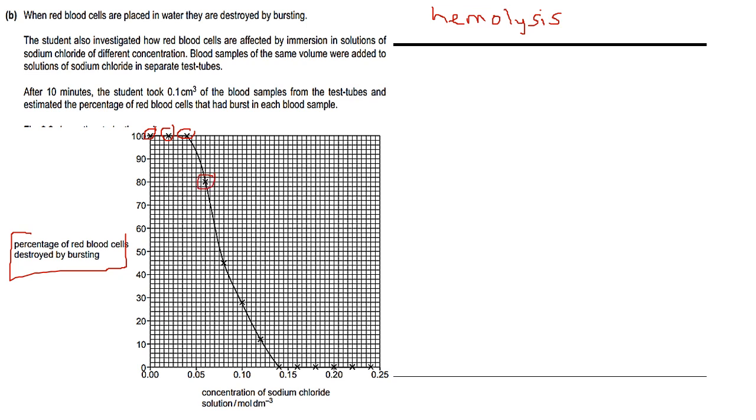But as you see, as the concentration of sodium chloride increases, the percentage of red blood cells that are bursting starts to decrease, and by the time you get to 0.15, the percentage of red blood cells destroyed by bursting is 0. Now, why do red blood cells burst when you put them in water?